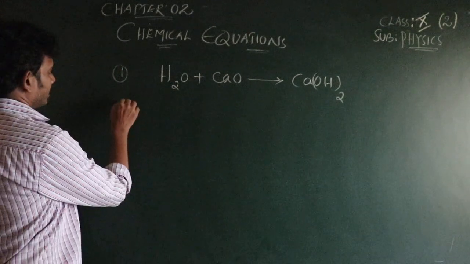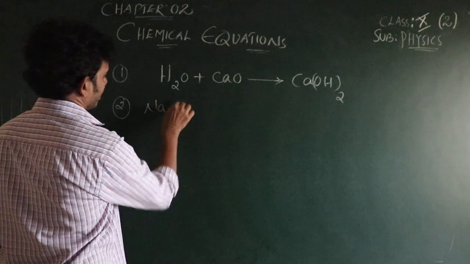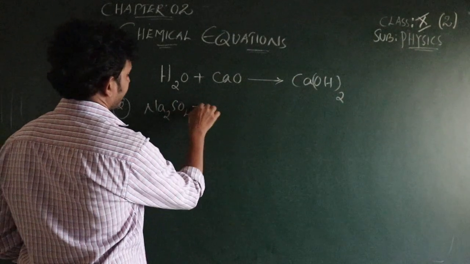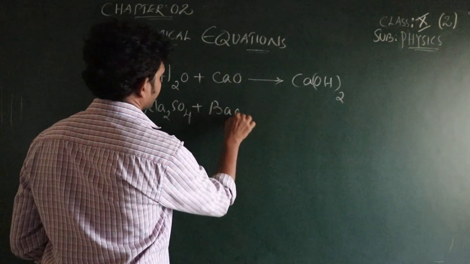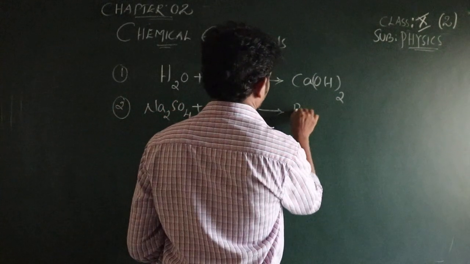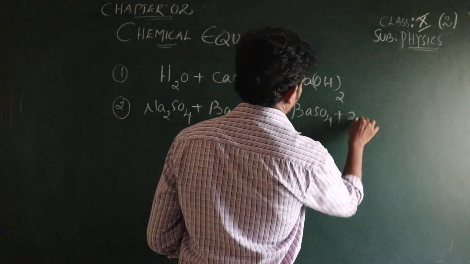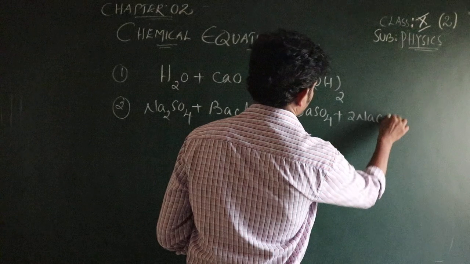And in the second one, Na2SO4, sodium sulfate, reacts with barium chloride, BaCl2. What does it produce? It produces BaSO4 plus 2NaCl, sodium chloride.